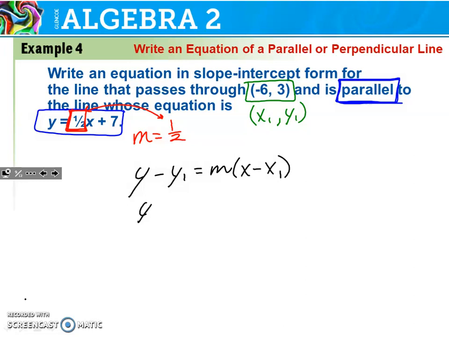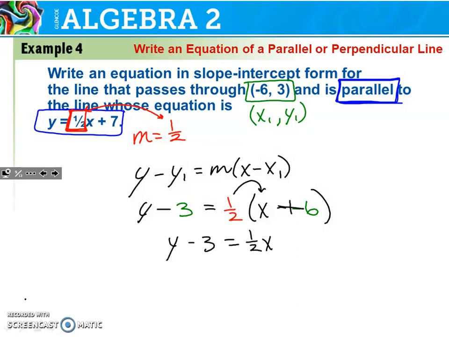So I'm going to plug in. Y minus my y1, which is 3, equals my m, which is 1/2, times x minus negative 6. Two negatives do make a positive, so that's now x plus 6. Y minus 3 equals 1/2 x plus, 1/2 times 6 is going to give me a 3. What's half of 6? Half of 6 is 3.